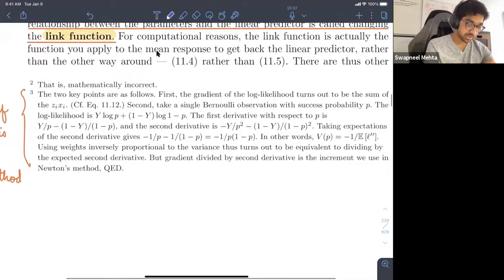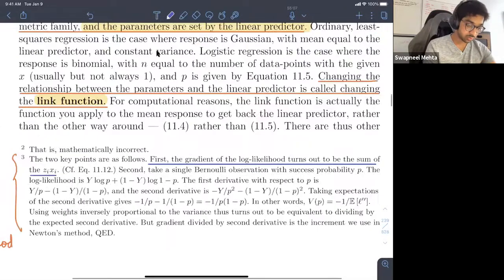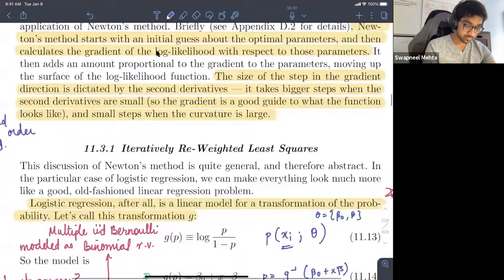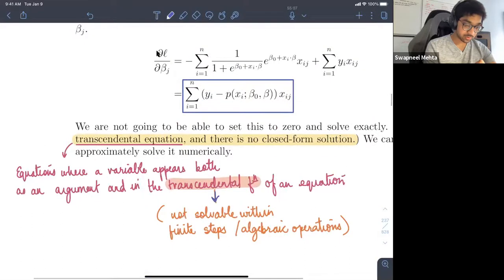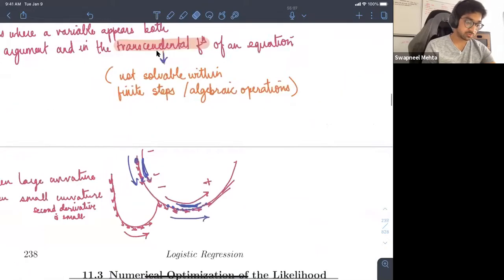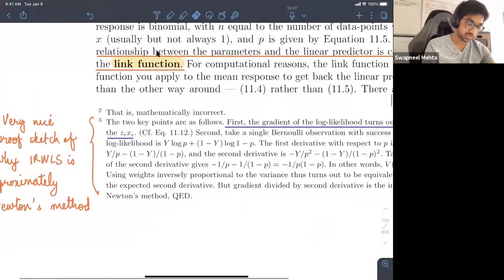First, the gradient of the log likelihood turns out to be the sum of the zi xi, which is in equation 11.12. So this is your summation zi xi, because zi is an approximation to this. I shouldn't get into this. So I gave some helpful methods about that. There is a good discussion in the footnotes.